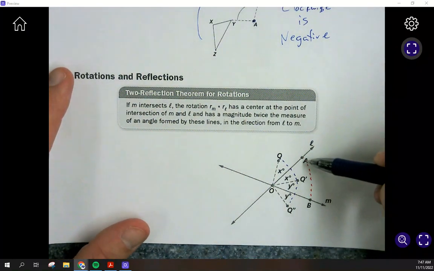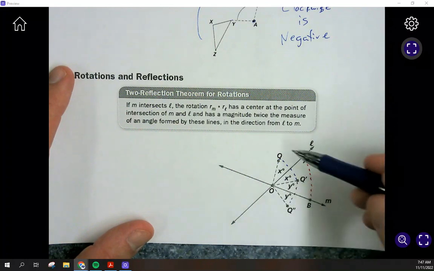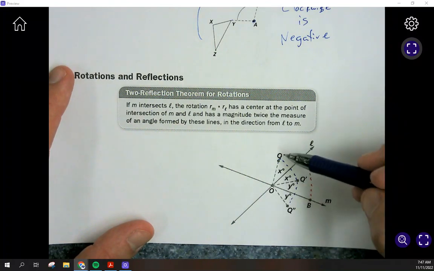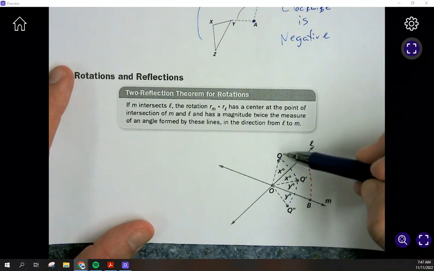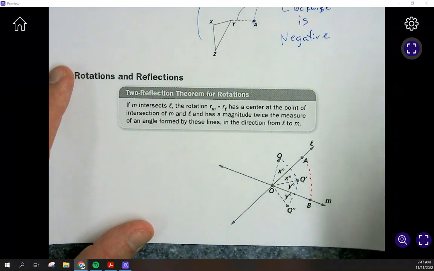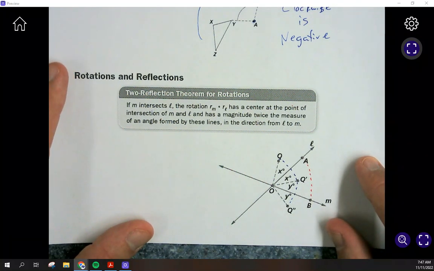So if I know this degree measurement from the picture, then I can double that degree measure, and that is the degree of this rotation. Now let's talk about why that's true.